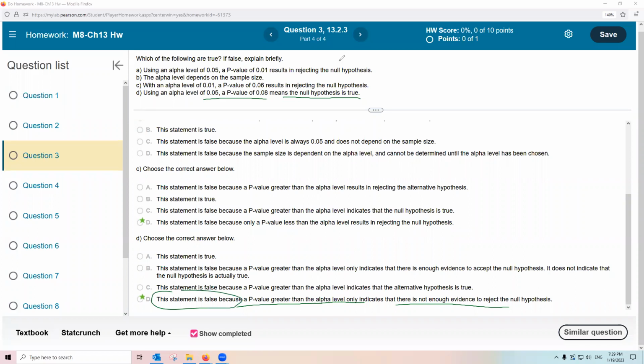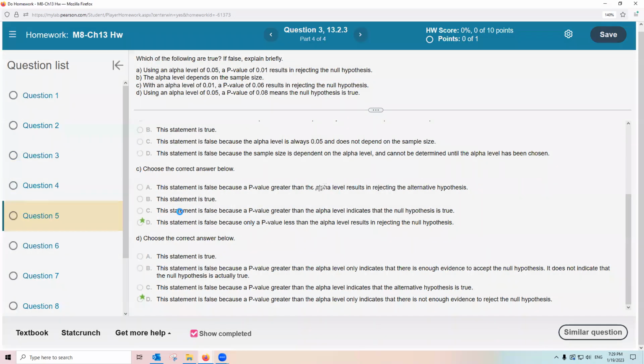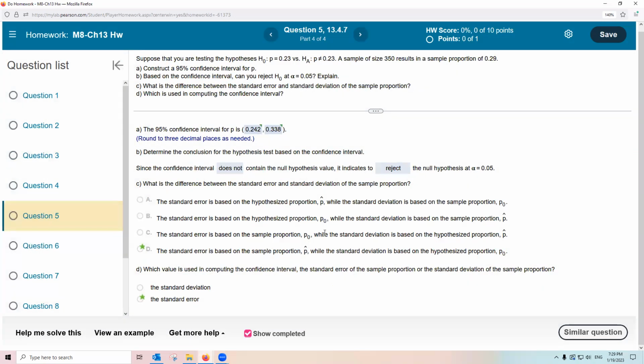All right, let me go to another example. So it says here, suppose you're testing a hypothesis that says the null is p equal 0.23. Remember, p is the population proportion. The alternative is p not equal to 0.23. You took a sample size of 350 and you ended up with a sample proportion. We write that as p hat. The sample proportion is 0.29.